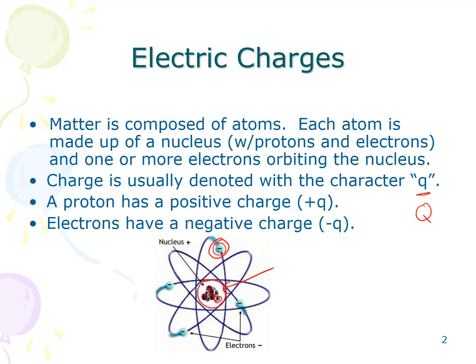The neutrons, just like the name says, don't have any charge. It's a neutral charge, so it has a charge of 0. So protons have a positive charge and electrons have a negative charge.